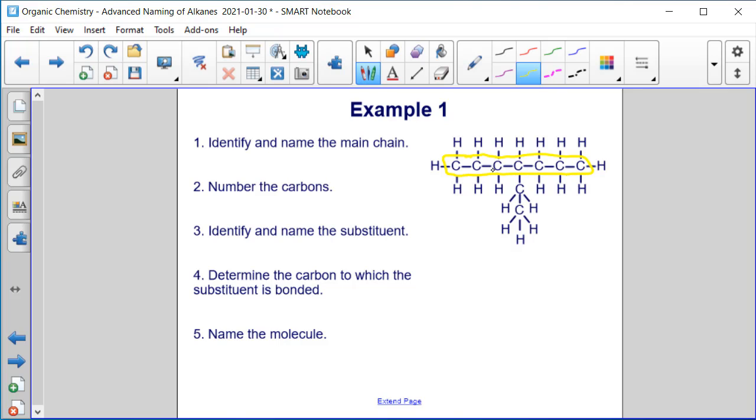Okay, so the longest chain is this one right here, which is 7 carbons long. So we'll call that heptane.